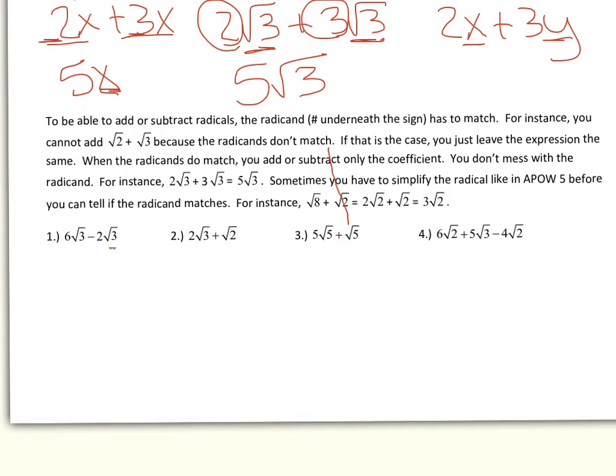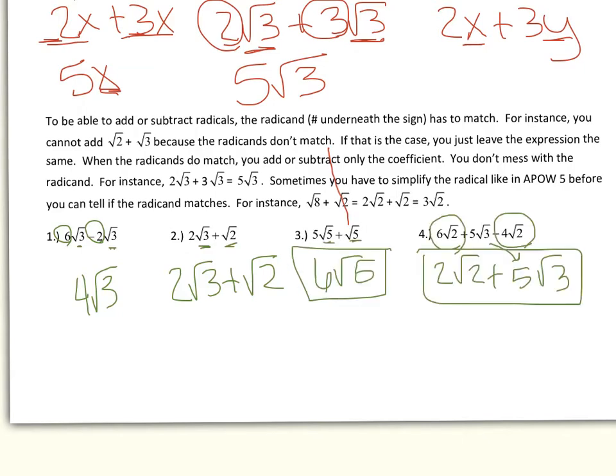So here, my radicands are the same, so I just do whatever they say to do to the coefficients. 6 minus 2 is 4. 4 on the square root of 3. Okay, here, square root of 3 and square root of 2 are different, so I don't do anything with those. I just rewrite it exactly the way it is. I just leave it alone. Okay, you try the last two and see if we match up.